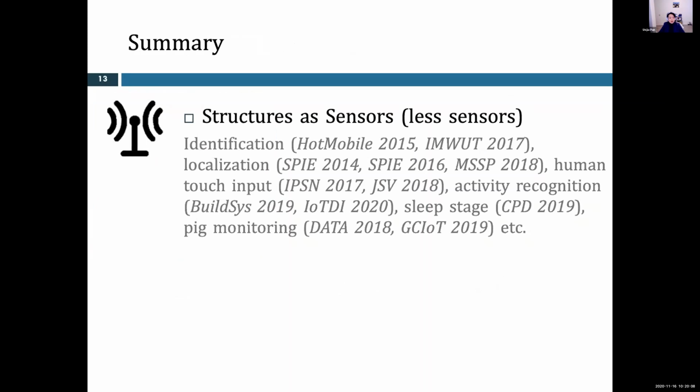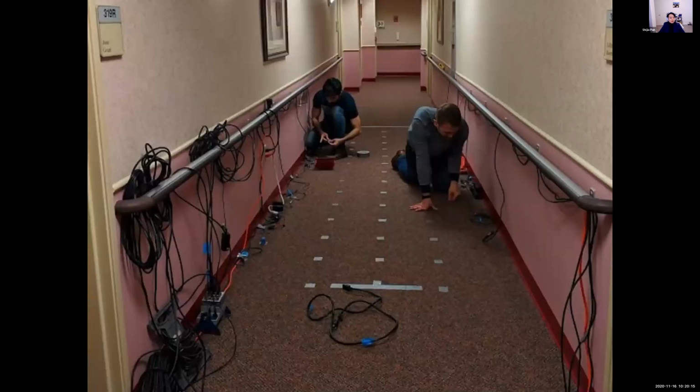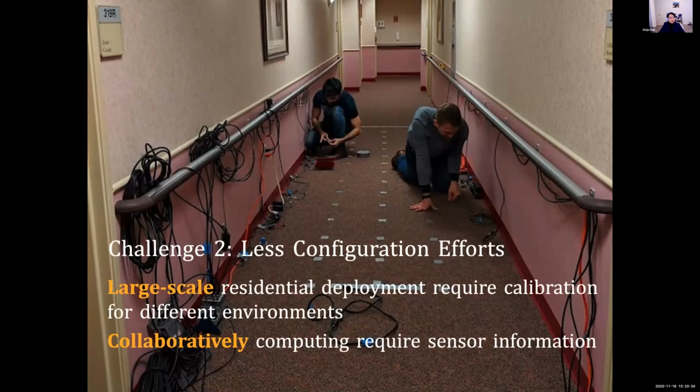The problem solved? Actually, not really. Let's take a look at what's behind the scenes of all these wonderful systems. All these great abilities to sense actually rely on the hardworking graduate student who spent a large amount of time to configure the system in the first place. So the second challenge we're targeting is how we can set up the system, or how we can make our system require less configuration effort. With less configuration effort, we'll be able to achieve large-scale residential deployment more easily, especially for those that require calibration for different environments, and especially for systems that rely on multiple sensors collaboratively computing.